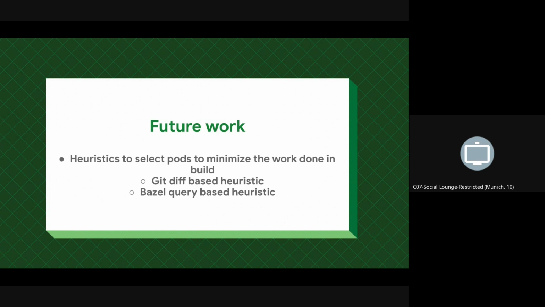Or you can go a step further. You have all the Bazel relevant files. From that, you can derive all the Bazel targets that you have modified between these two shas. Based on that, you can run your Bazel query to get the reverse dependency cover of all the modified targets. That number can serve as a metric to identify the optimal pod for your build.